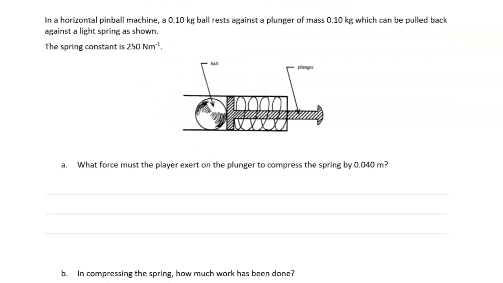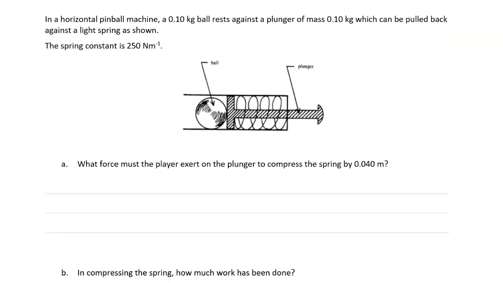Okay, let's look at this next one. We've got a horizontal pinball machine. So we're not going to have, like our vertical spring system before, a mass with mg acting on it. We're going to have some other force acting. It looks like with the pinball machine, we're going to have someone pulling that plunger out to be able to start playing the game.